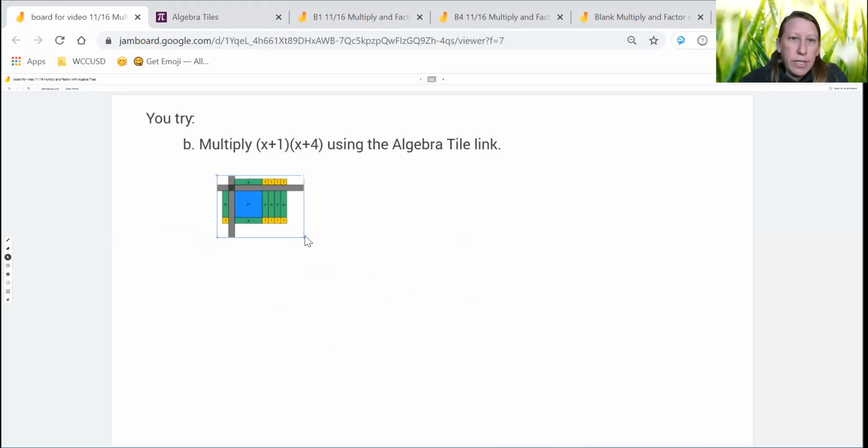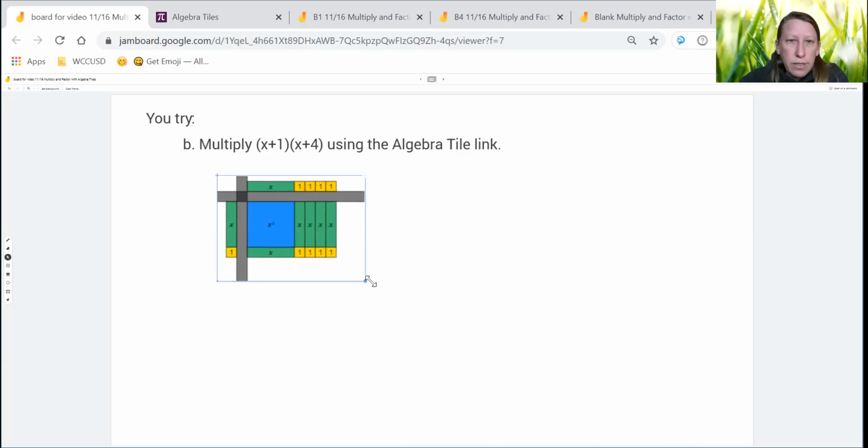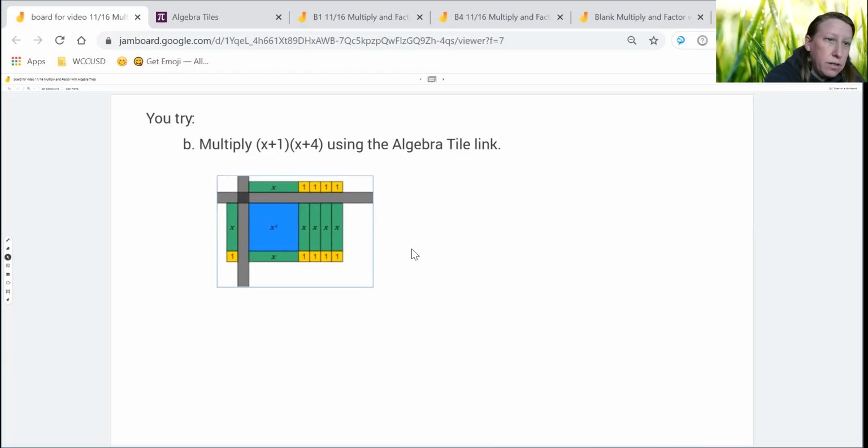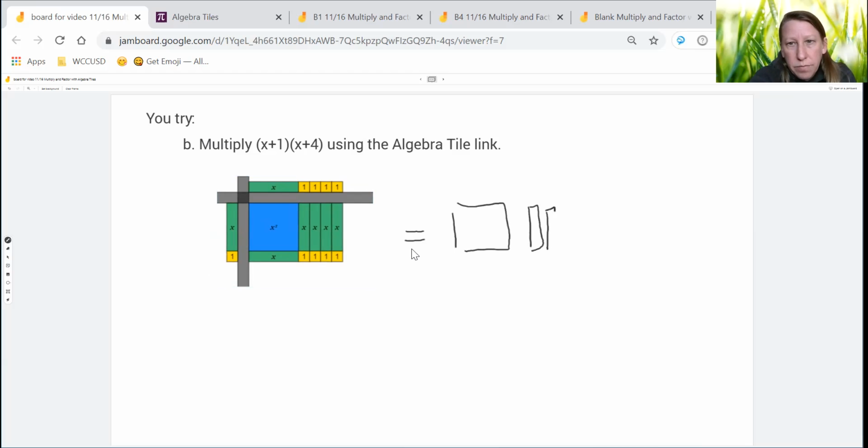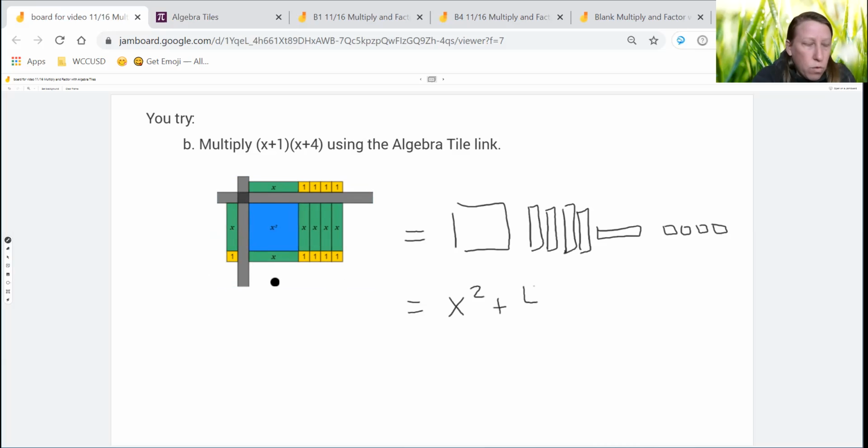Okay, so did I build it? Yes. Okay, now what do I need to do? Now I need to look at my answer. And we know our answer. I'm going to go a little bit semi-concrete, and that is, I'm going to draw what I have. Okay, it's not a perfect drawing, but this is what's inside here. And I have 4 parts. I have the x squared. I have the 4x. I have the 1x, and I have 4.